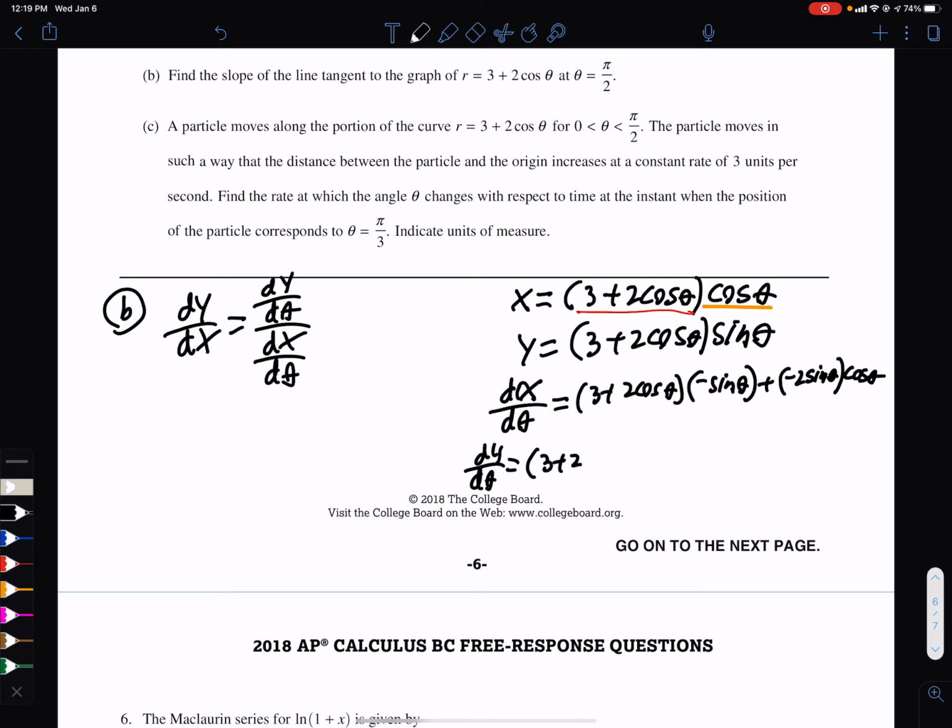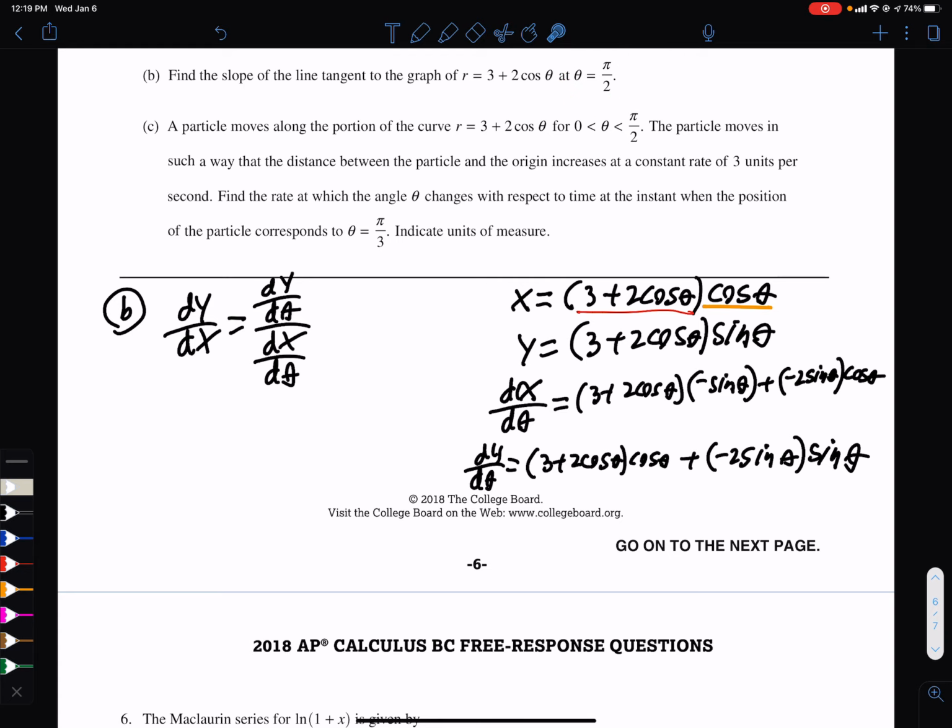I leave the first alone. I take the derivative of the second, and then I take the derivative of the first and leave the second alone. So I'm almost done here. So I want the slope at pi over 2.